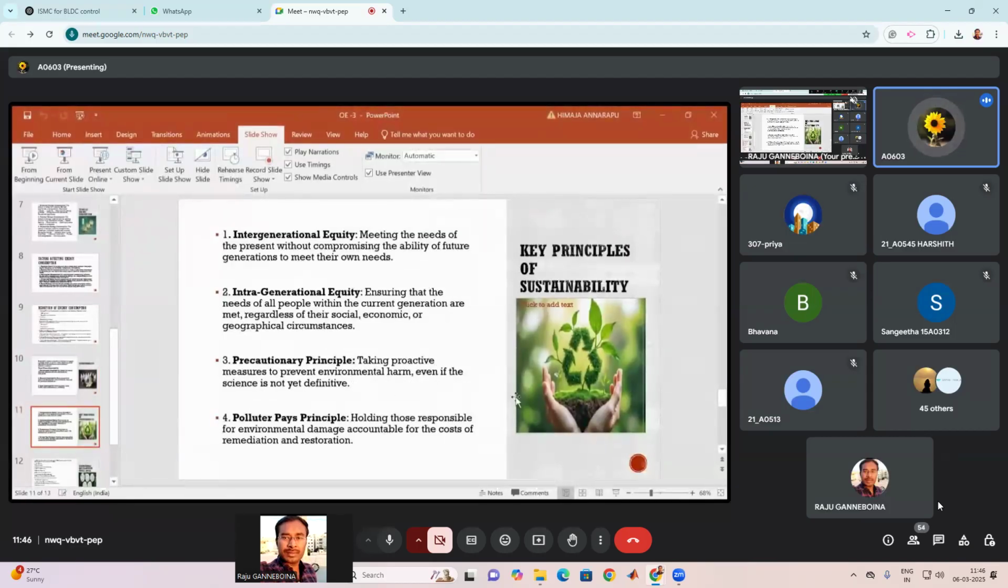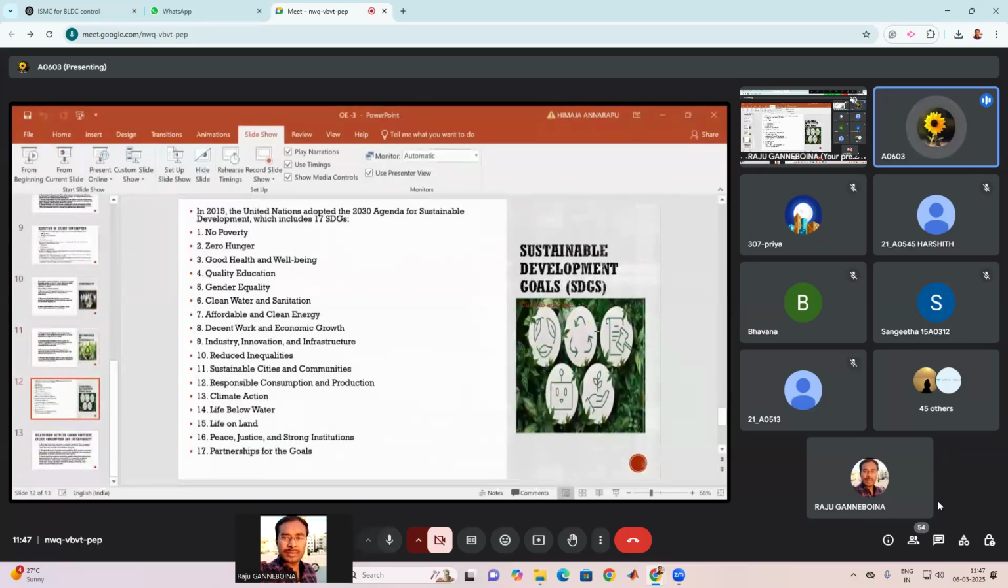Next is the polluter pays principle. This principle is very popular these days, like for the industries which are releasing all the toxic things into the rivers, they are now the main ones paying the money because they are the only ones polluting the rivers. So this principle holds those responsible for environmental damage accountable for the cost of remediation and restoration.